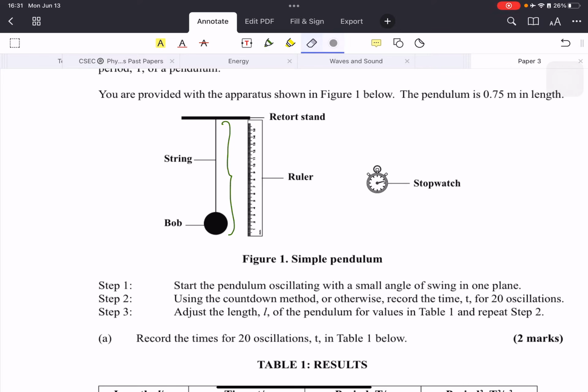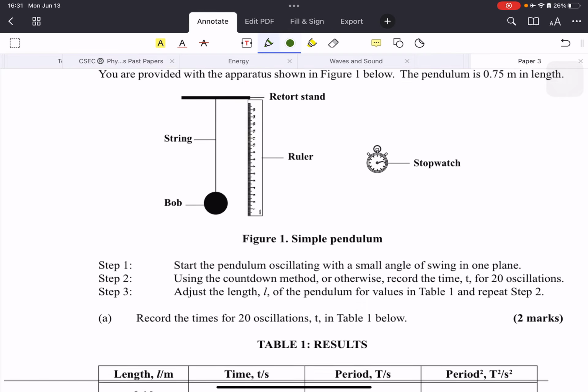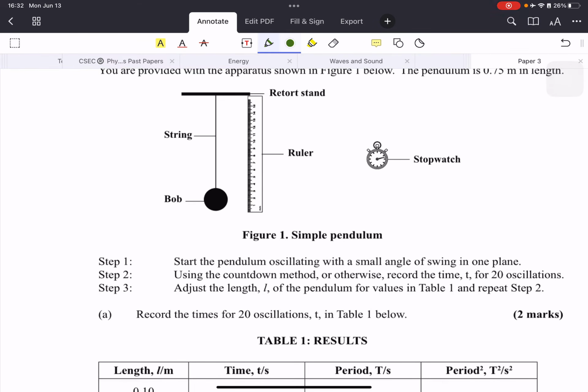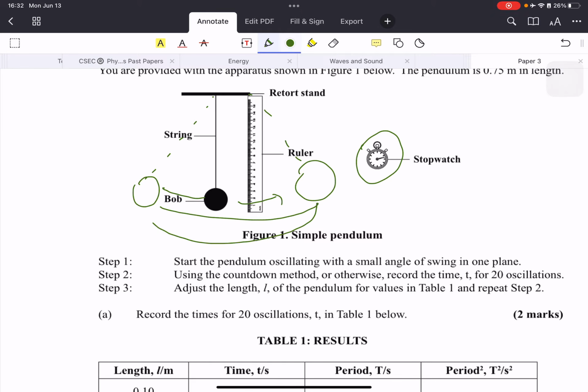So the first thing that we need to do is to start oscillating the pendulum, right? And we're using the stopwatch to measure the time it takes for the pendulum to complete 20 oscillations. So what is an oscillation? Well, you could imagine that the pendulum is going to be swinging back and forth like this. When it goes here and comes back here, that is one oscillation, right? That alone is one oscillation. So to measure 20 oscillations, we count and use the stopwatch, right?